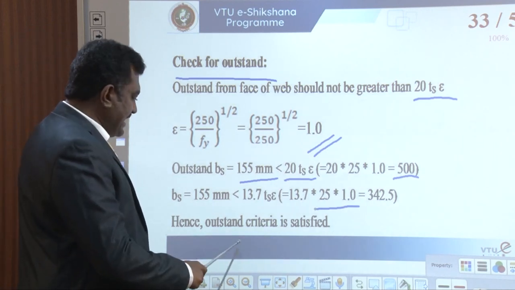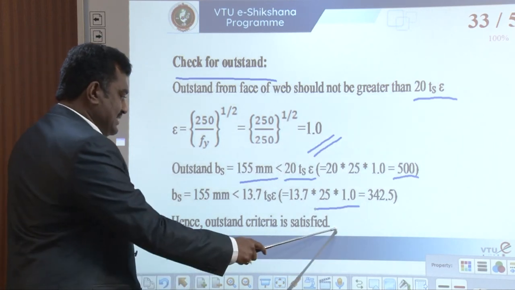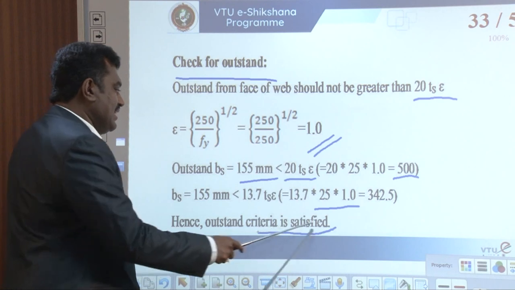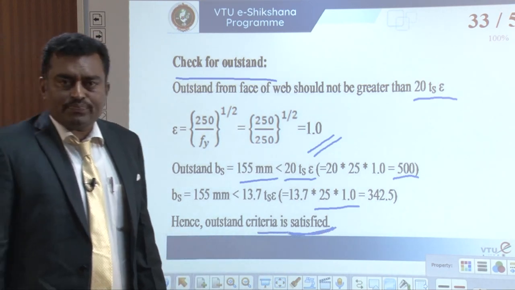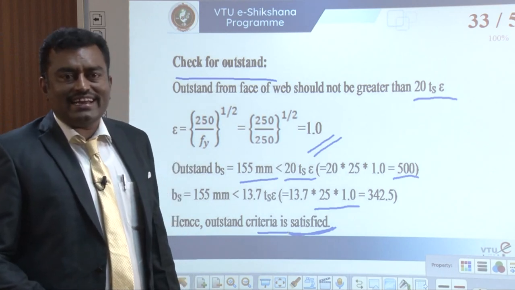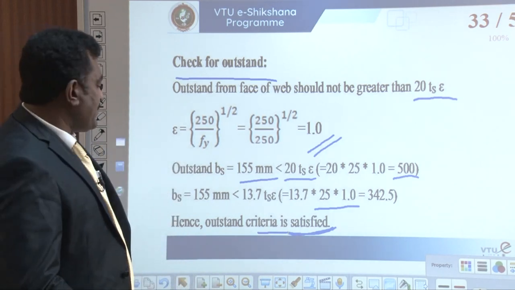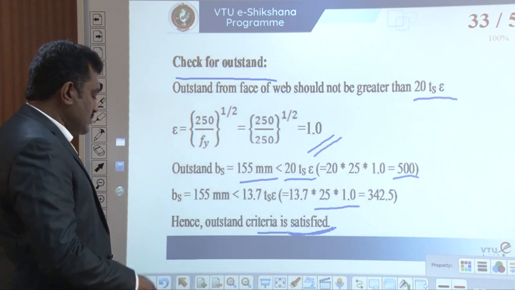Hence, the critical outstand is satisfied. The critical outstand is also satisfied. Therefore, the thickness of the stiffener we are using holds good.